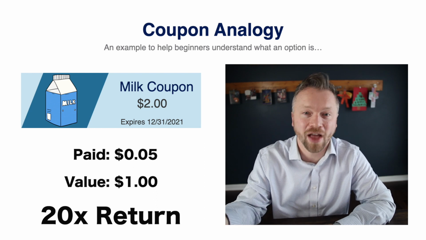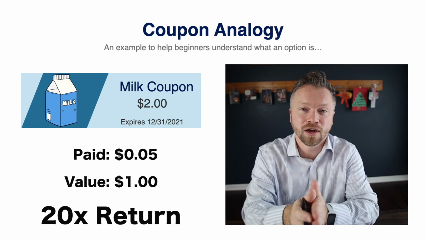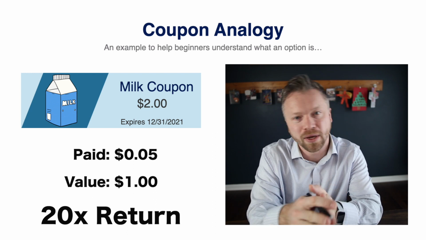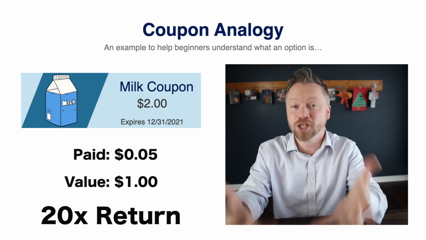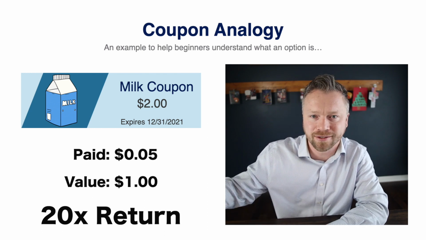It has intrinsic value of $1. So you've gone from paying 5 cents for the coupon and now it's worth $1. You own this coupon, it's a contract, you can decide to use it or you can decide to sell it to somebody else. Now let's relate that coupon analogy to what is an options contract.